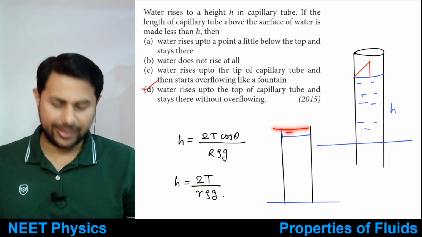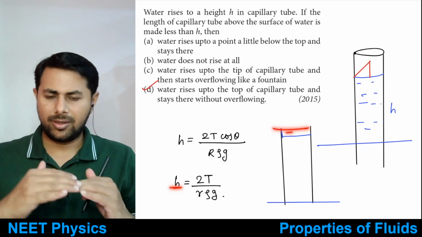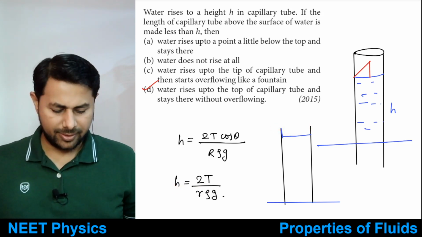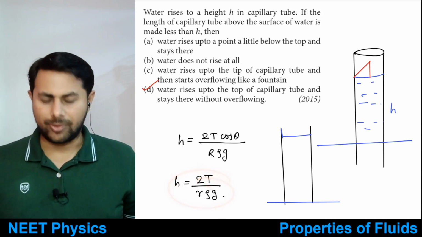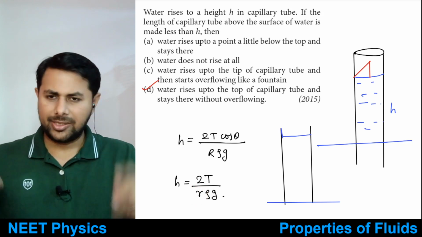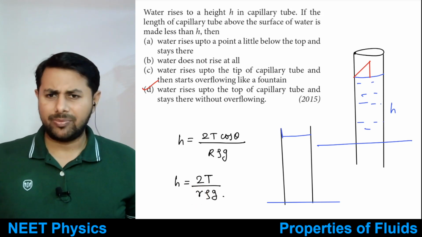that the available height only becomes what? The maximum height up to which the water can rise. And it does not overflow. If the meniscus remains the same, why will the meniscus not remain the same?